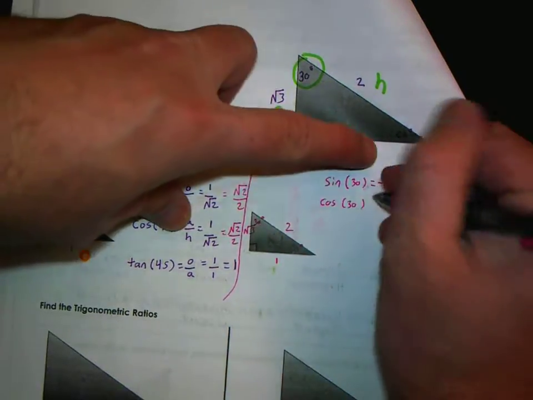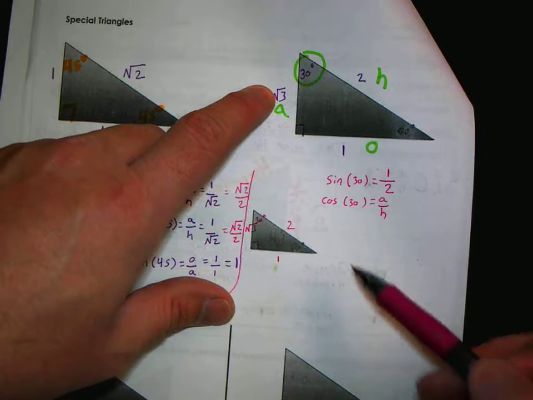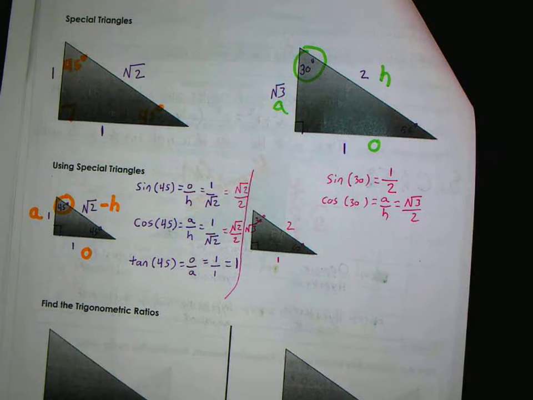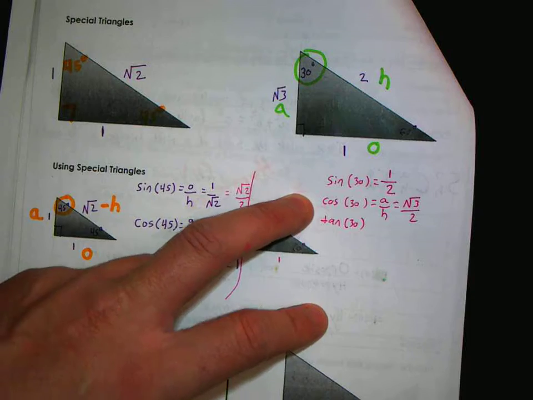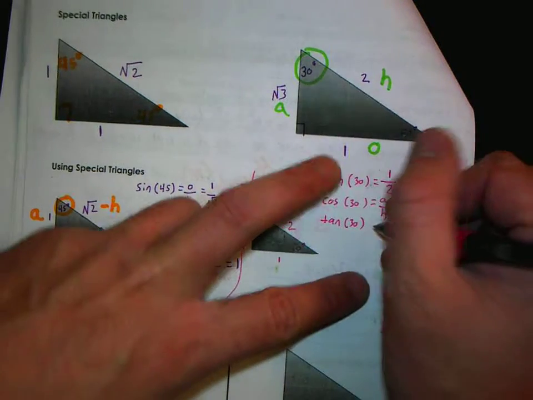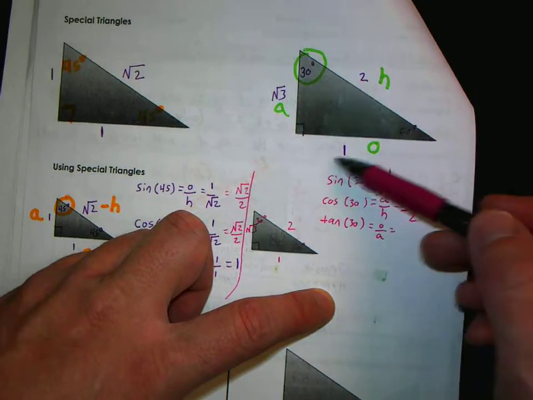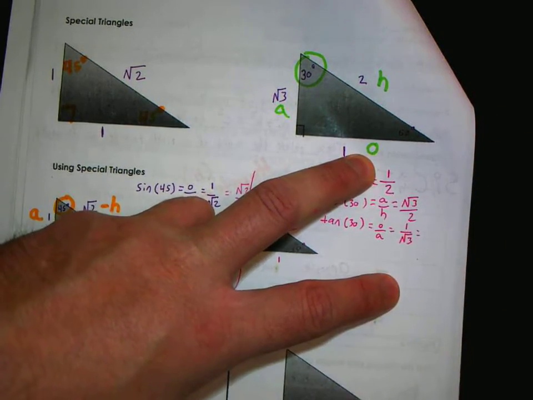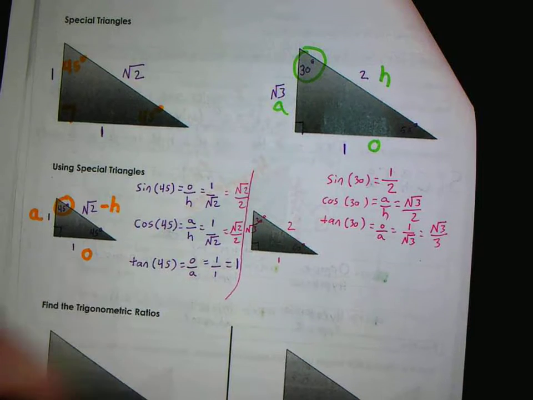Well, cosine is A over H. And A is square root of 3. H is 2. We don't need to change it because the square root's in the numerator, not in the denominator, so we're happy. And then the tangent of 30, TOA, is O over A. So if this is my reference angle, opposite would be 1. So it would be 1 over square root of 3, which you can change to square root of 3 over 3. That's the same thing.